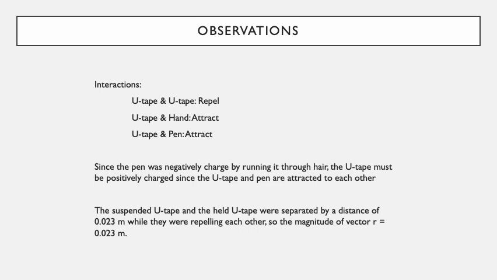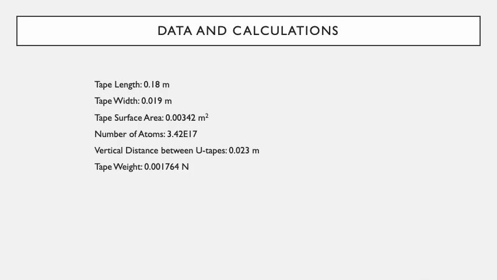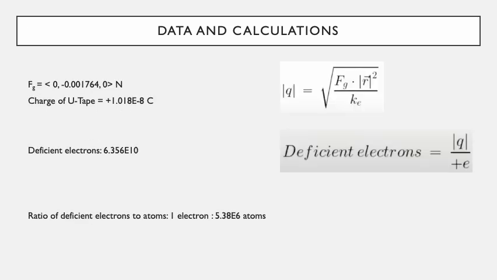So then when we suspended the U-tape and held the U-tape below it, they were separated by a distance of 0.023 meters because they were repelling each other. So that's going to be the magnitude of our vector r. Here's just some data that we have to work with of the tape, and we use it in some calculations later. Here's some of the calculations.